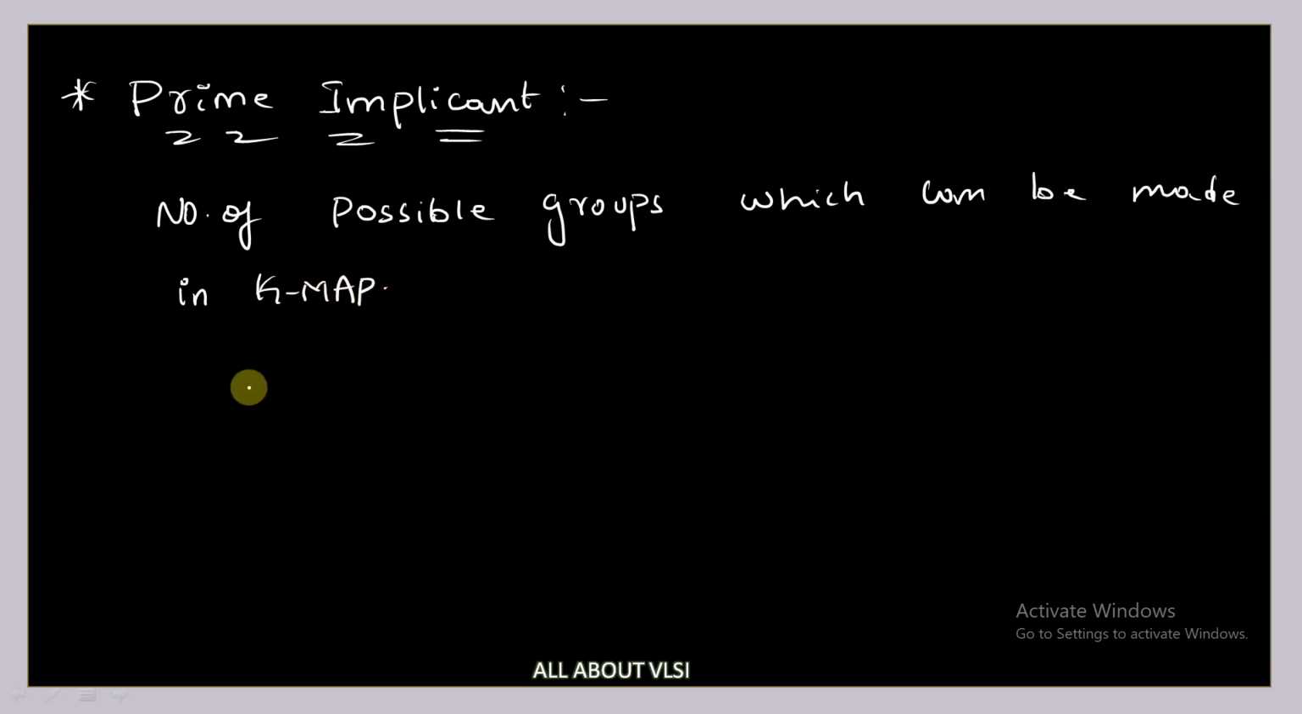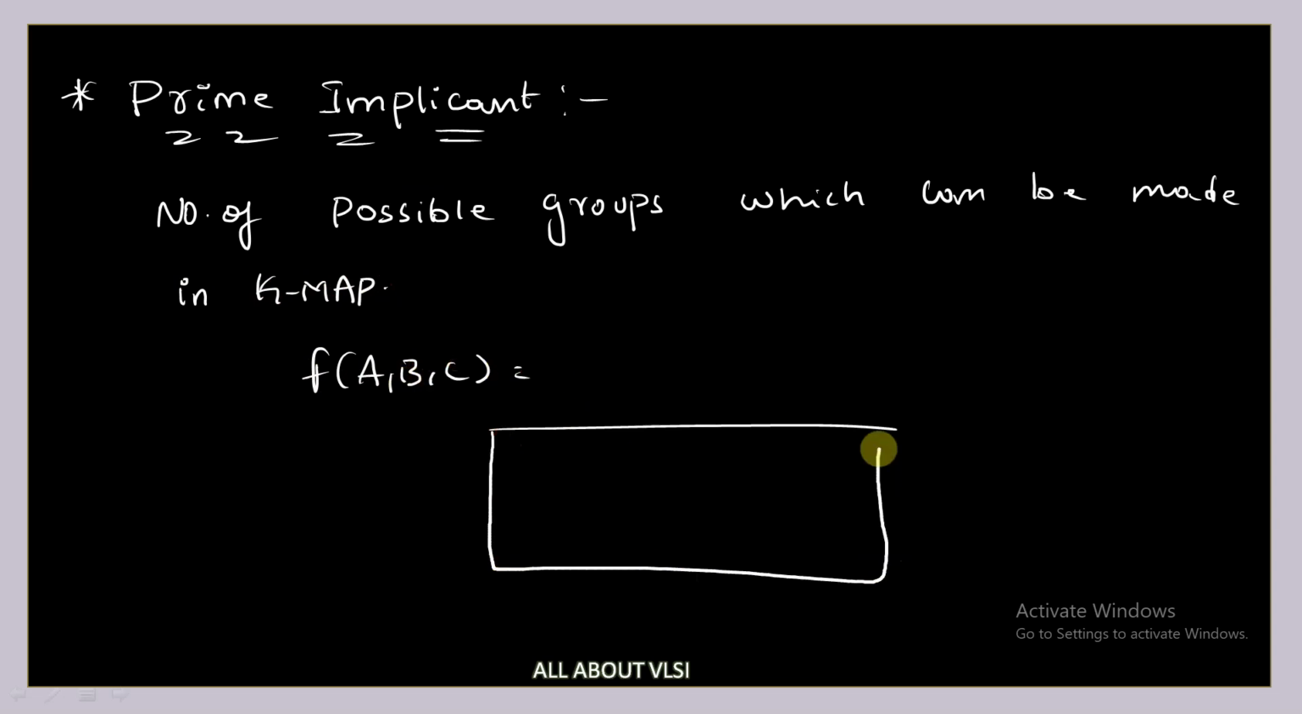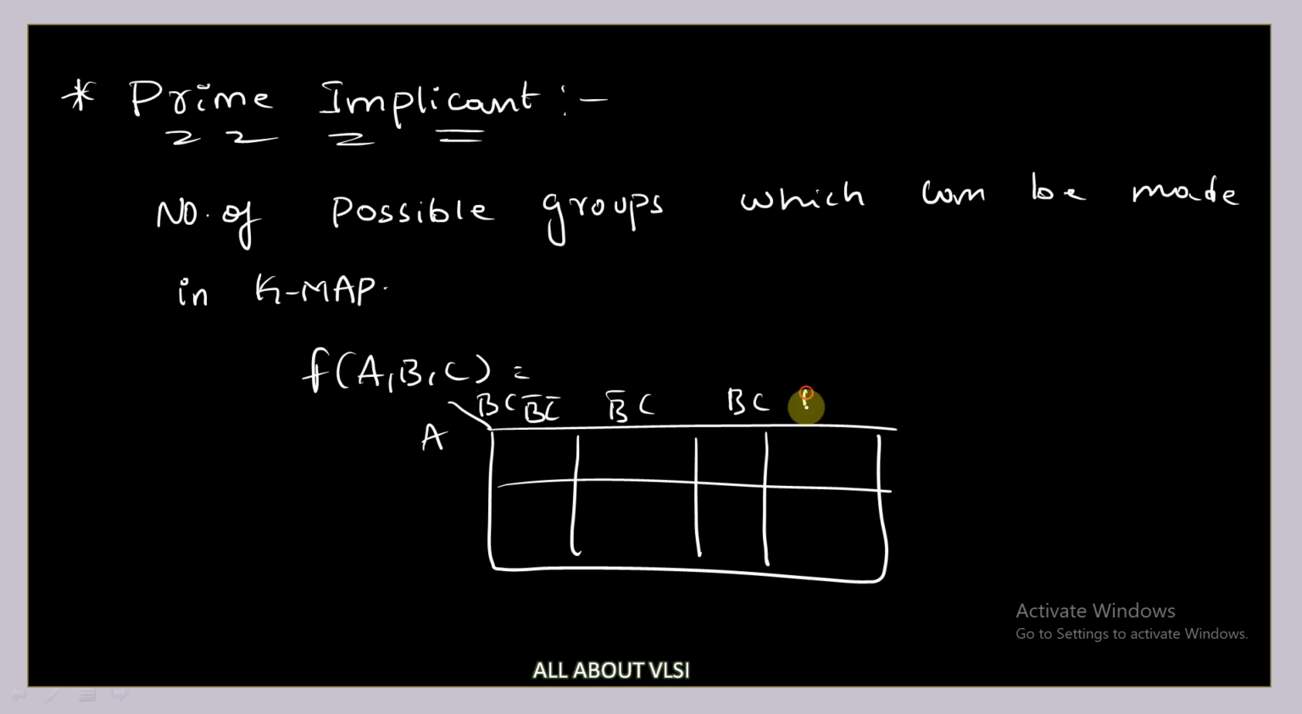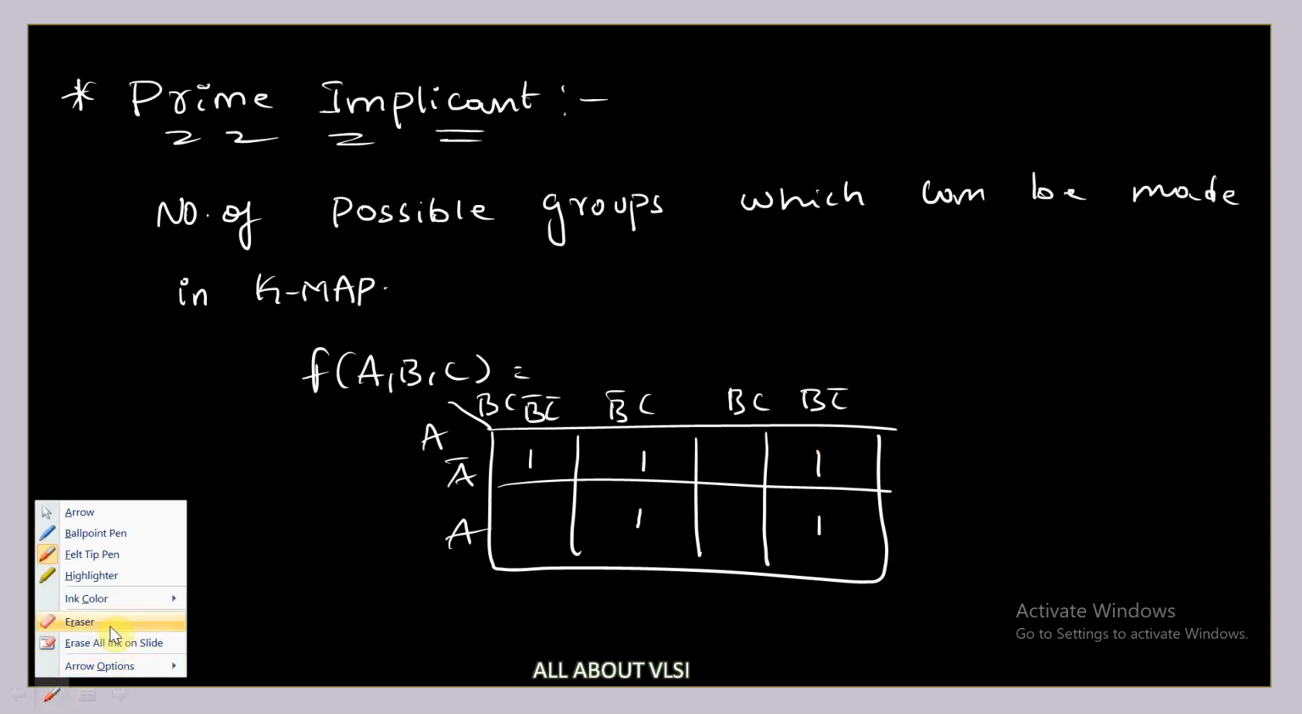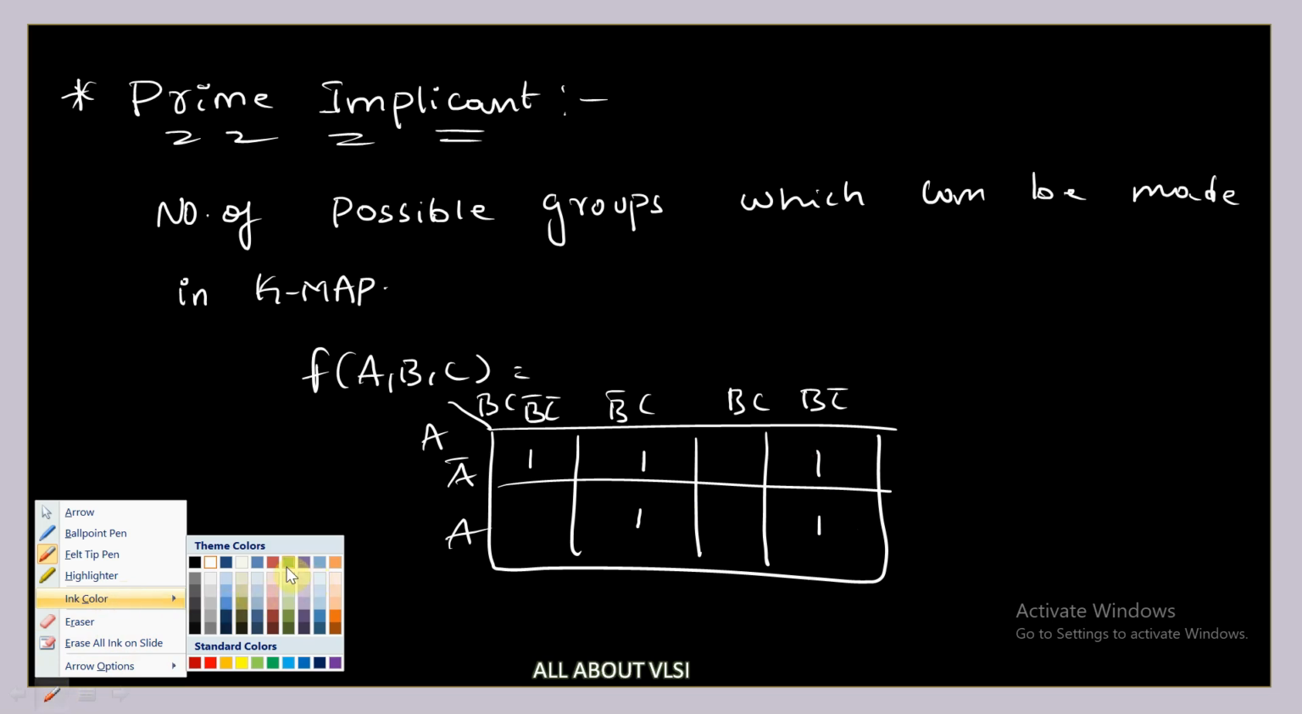For example, if we have a three variable K-map f of A, B, C like this: A, B, C, B bar C bar, B bar C, B C, B C bar, and this is A bar and A. I'm taking SOP form of representation. Let's say we have minterms like this: 1, 1, 1, and 1 and 1. Now, can anyone tell me how many prime implicants are possible here?